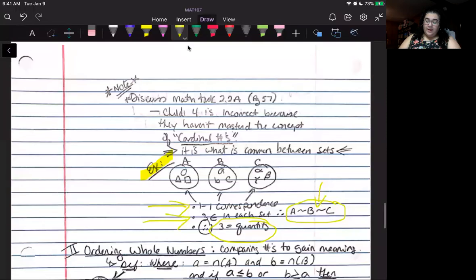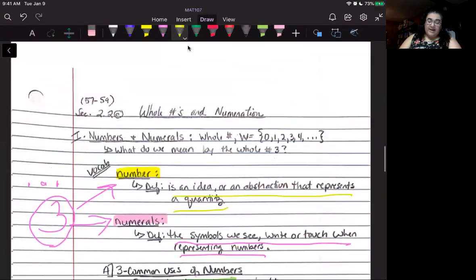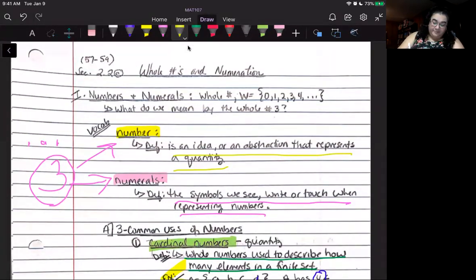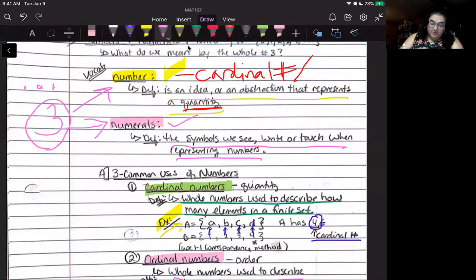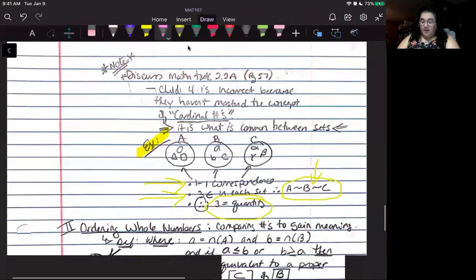And if you want to scroll back up to the beginning of the notes here, when we made the distinction between number and numeral, okay, in number we're talking about cardinal numbers, because we're talking about the quantity, okay, right here. In numerals, we are talking about the symbols, the symbolic representation. So it's important that you tie those concepts together, okay?